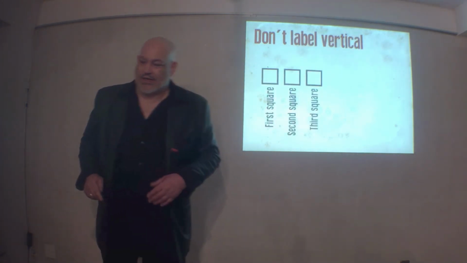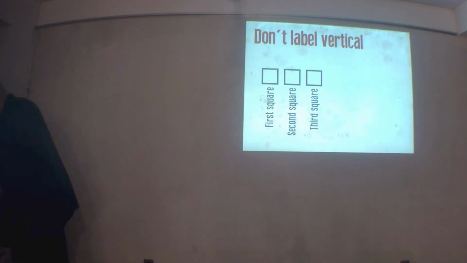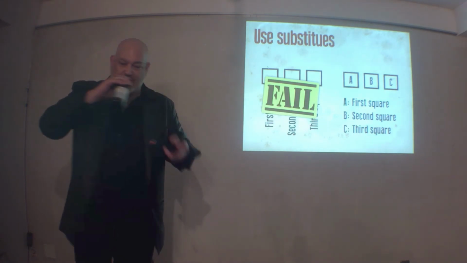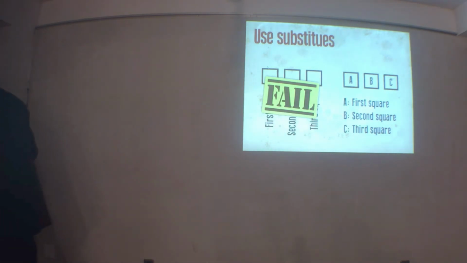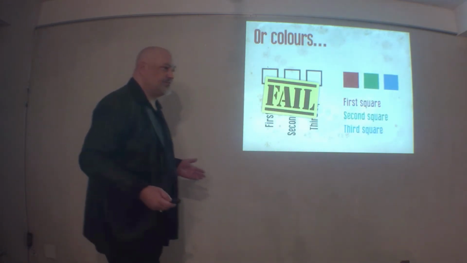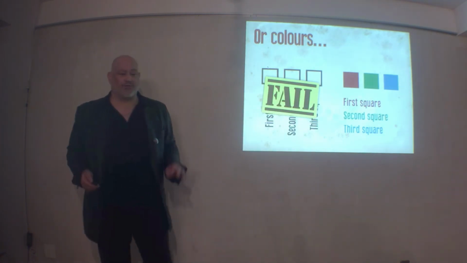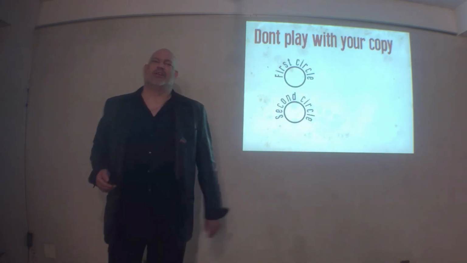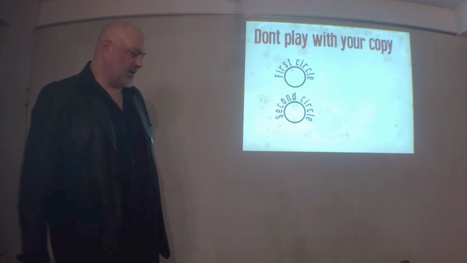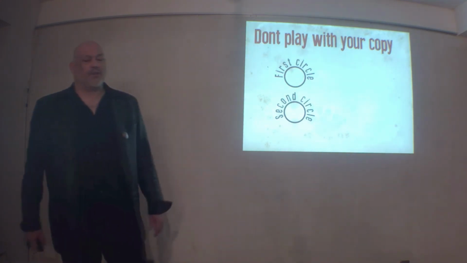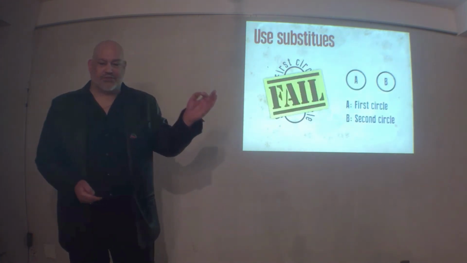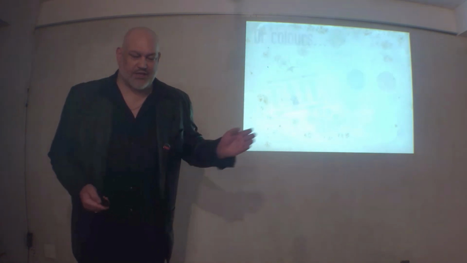If you're in the room, it's another thing. And of course, please don't label vertical. Nobody tilts their head and reads that. For example, use substitutes like A, B, and C. Much easier. Of course, if you don't like that, you can use colors. Think always about colors. They're really helpful sometimes. Like, this is again 2nd grade, making your Valentine's Day card for your art fellow. Don't play with your copy. This is just childish. So use substitutes or use color, for example.